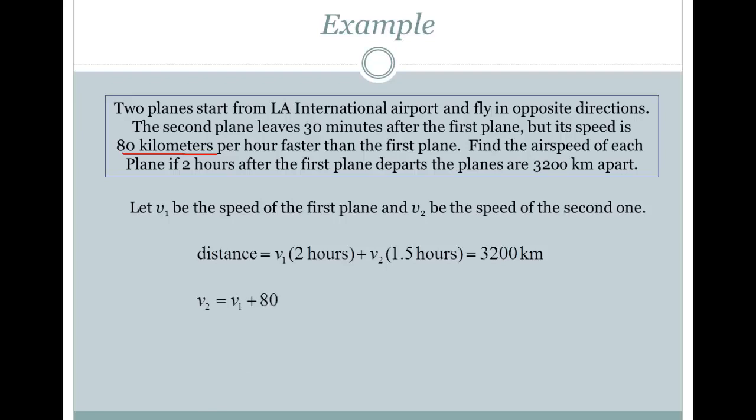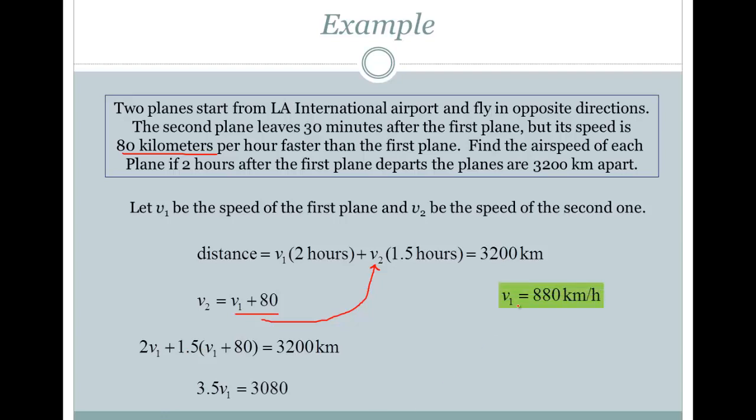At this point, what I can do is this is all set up for the substitution method, that I can plug this part right into there. If I do that, this is what I get. I get 2v1 plus 1.5 times v1 plus 80. Again, now I have an equation with just one variable in it, which I can solve. And if I do that, I get v1 is equal to 880 kilometers per hour. Now I can back solve and find v2, and what you should see is that v2 is equal to 960 kilometers per hour, because I'm going to plug this right into there.